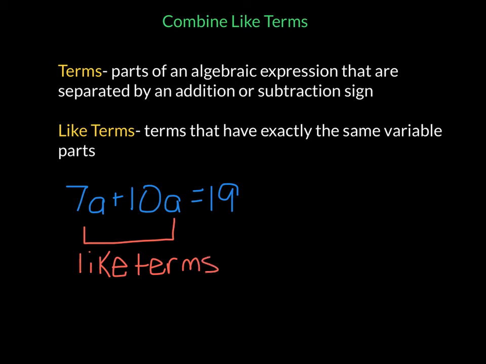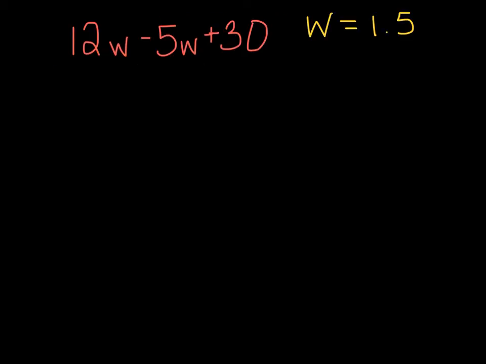You can combine like terms and then evaluate expressions, and this simplifies your work at the end. So let's take a look at an example. Let's take a look at the first problem: 12w minus 5w plus 30. So to make this simpler, instead of plugging this w in 2 different places, and then we'd have to multiply twice, a simpler way would be to combine these 2 terms because they're like terms. They both are w's. So let's go ahead and do that.